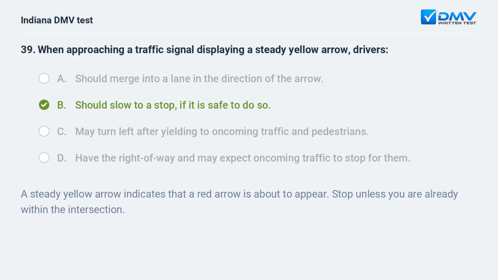B. Should slow to a stop, if it is safe to do so. A steady yellow arrow indicates that a red arrow is about to appear. Stop unless you are already within the intersection.